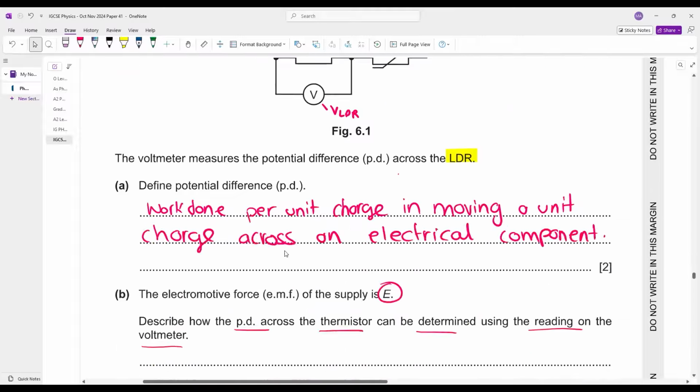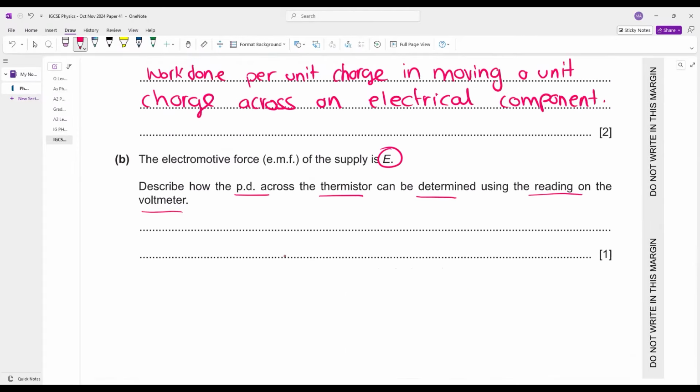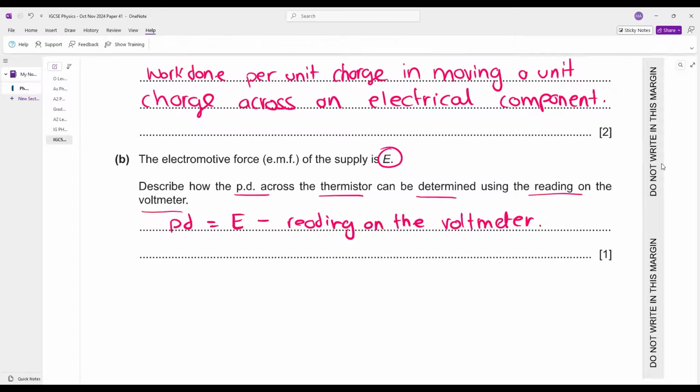What will you say? क्या कहोगे यहाँ पे? How will you calculate the potential difference across the thermistor? The potential difference across the thermistor is equal to the EMF minus the reading on the voltmeter. Easy peasy. आगे देखते हैं क्या लिखा हुआ है.